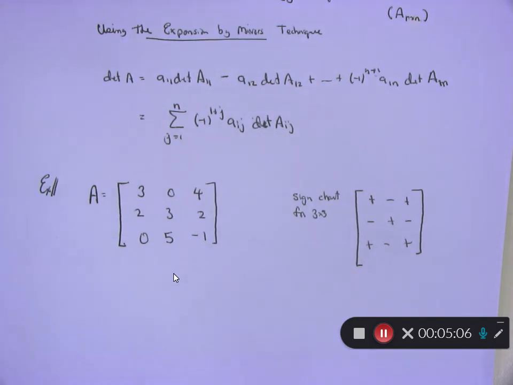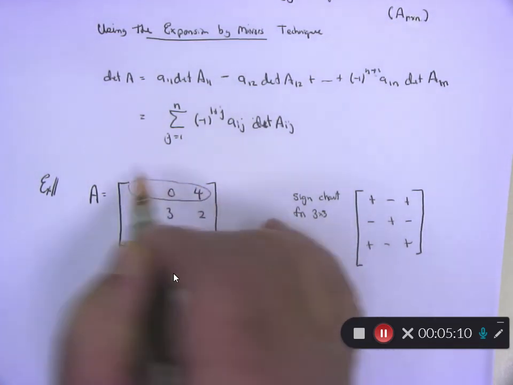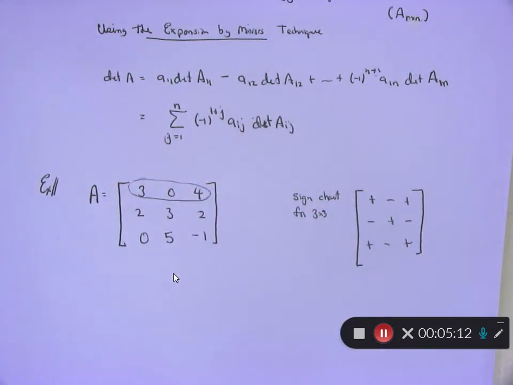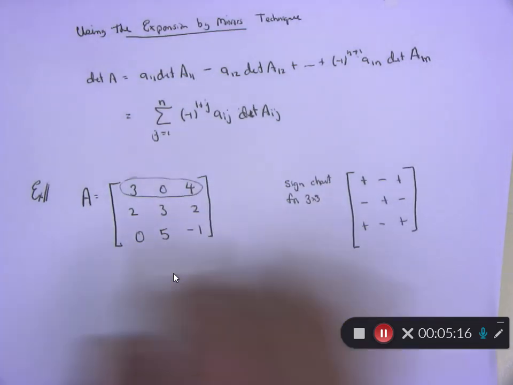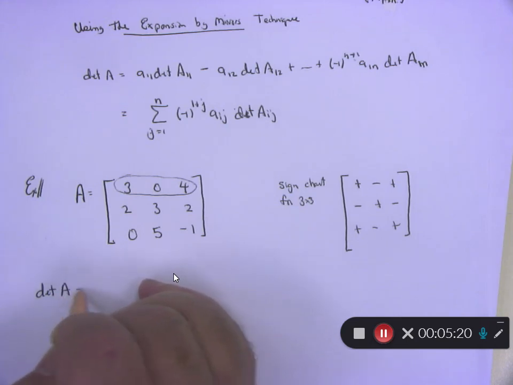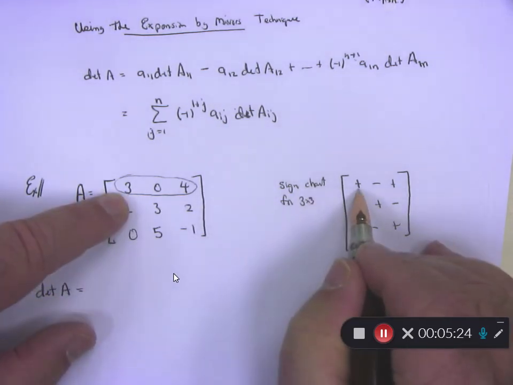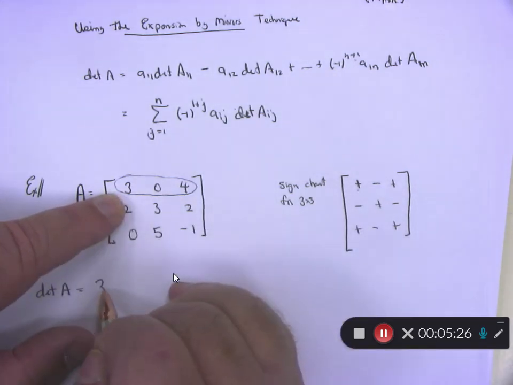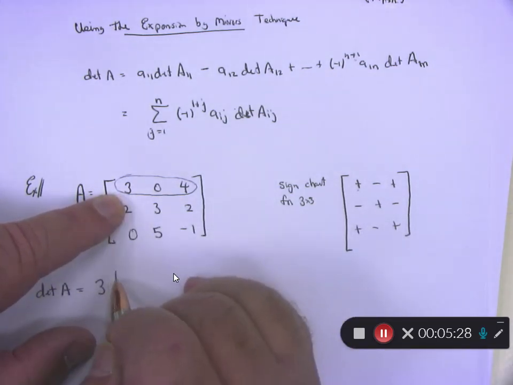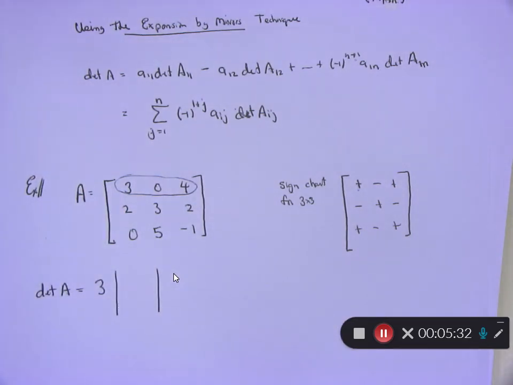For the example I'm going to do, I'm going to pick the first row. So I'll go ahead and circle that one for you. So the determinant of A is equal to, I'm going to pick the first element, and that's a positive term on my sign chart. Pick 3, make it positive, that's the first one. And then you're going to do times the determinant of what we call the minor matrix. That's why this thing's called expansion by minors.